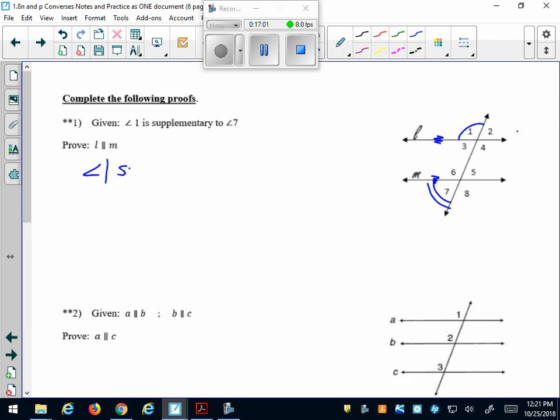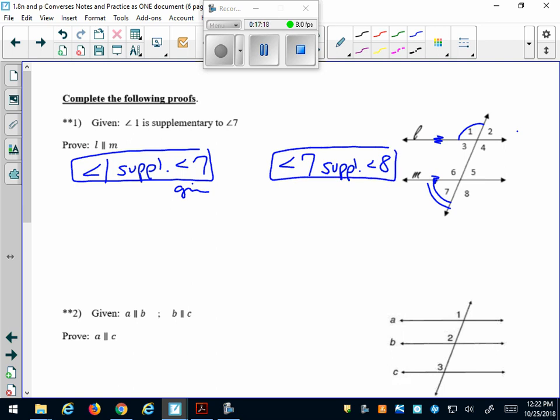Okay, so let's start with our given. Good, that's good. Angle 1 is supplementary to angle 7 is given. And so now we've been given the suggestion that we could say 7 is supplementary to angle 8 by the linear pair postulate. And that's okay. That's just something that we're concluding from our diagram. We're trying to get to say that L is parallel to M. We've pulled in an angle 8 here. Is there a conclusion we can make from what we have?